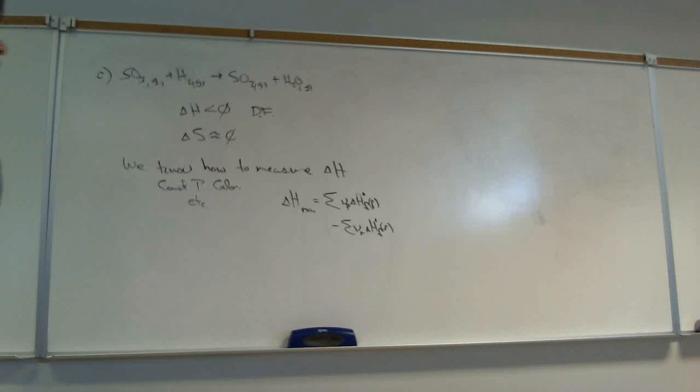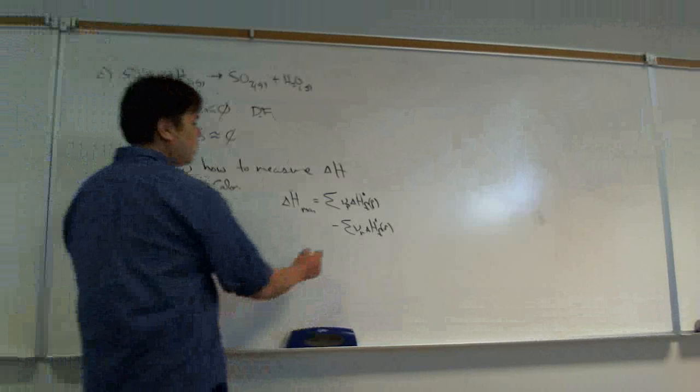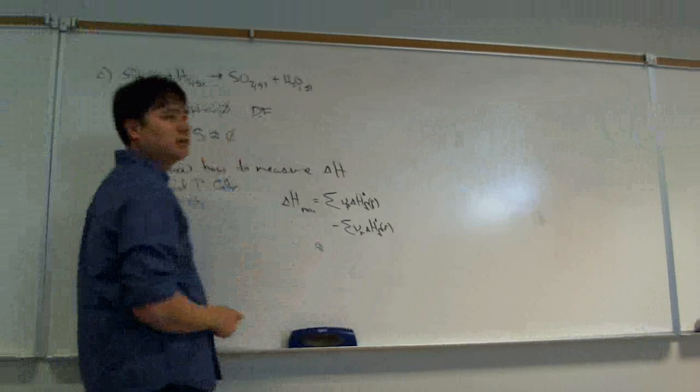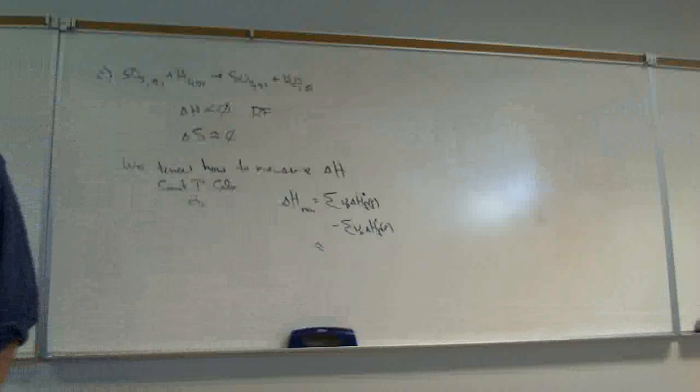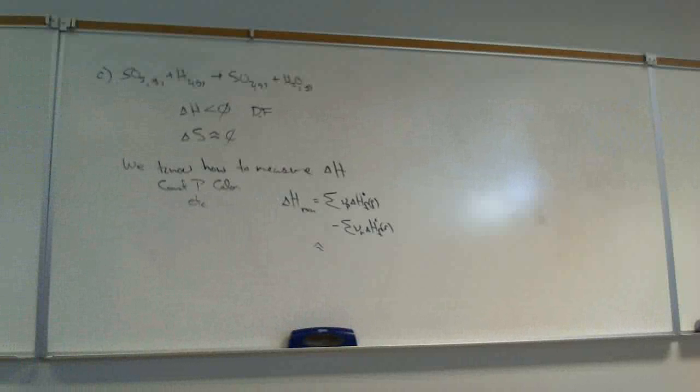Earlier I wrote, which is approximately equal to the sum of the bond energies of the reactants minus the sum of the bond energies of the products. Why did I write approximately equal to? Why didn't I just write equals? Individual bond energy, yeah. You're on the right track. Individual versus what?